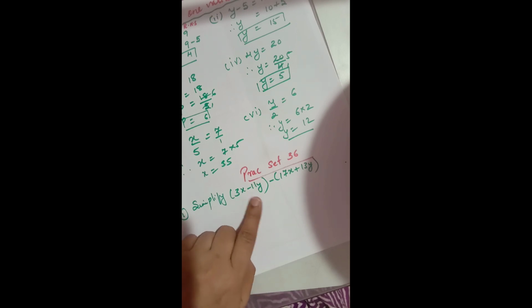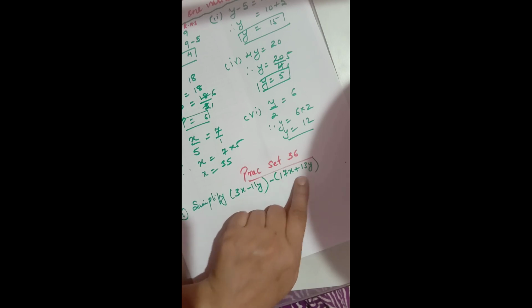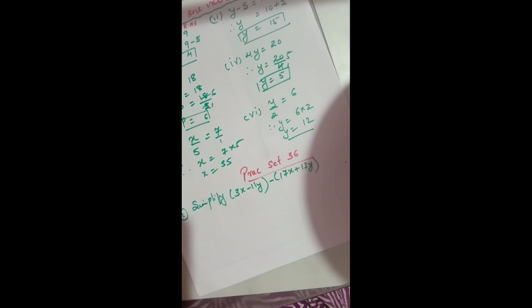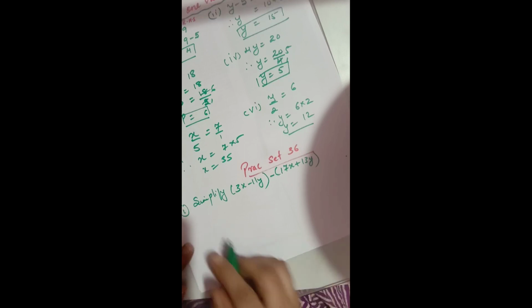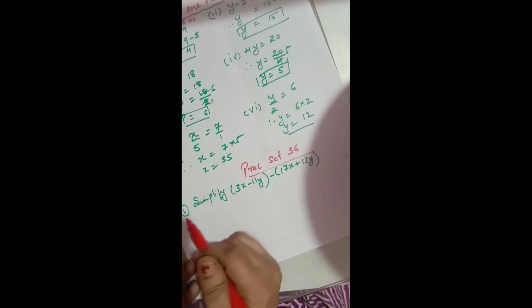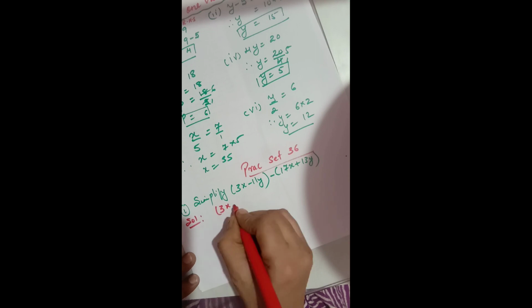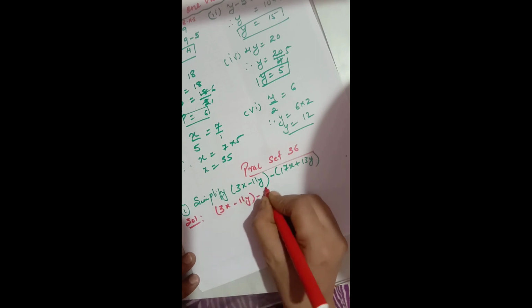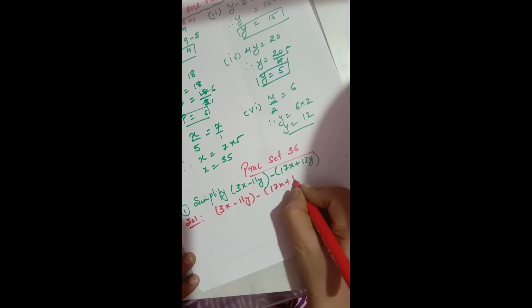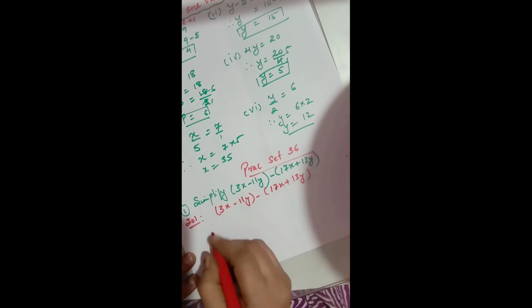Your question number 1 is simplify. Simplify 3x minus 11y minus 17x plus 13y. Now see children, this is an MCQ type question. 4 options are given, so we have to solve and find out which is the correct option. Now solution: 3x minus 11y minus 17x plus 13y.